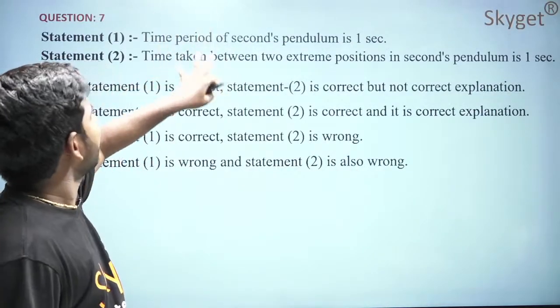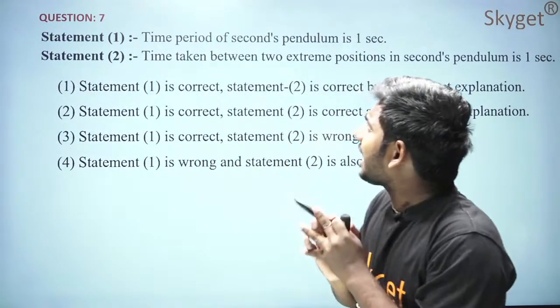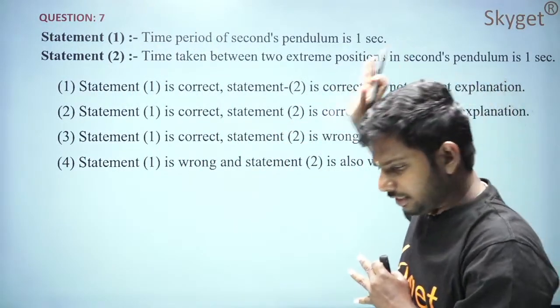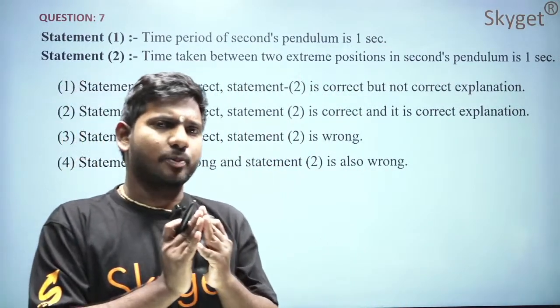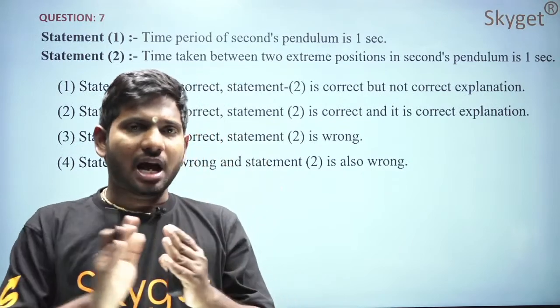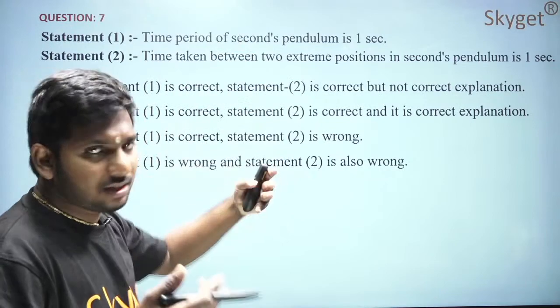So now, students, what is the next question? The time period of a seconds pendulum is 1 second. We know the time period of a seconds pendulum: for one oscillation it takes 2 seconds, and for half oscillation it will take 1 second. The statement 1 itself is wrong.